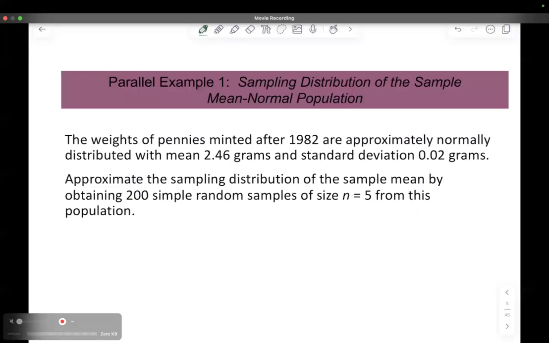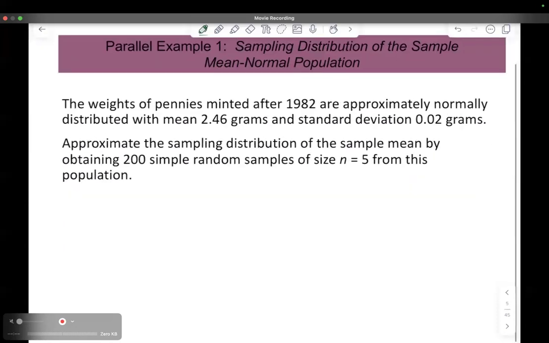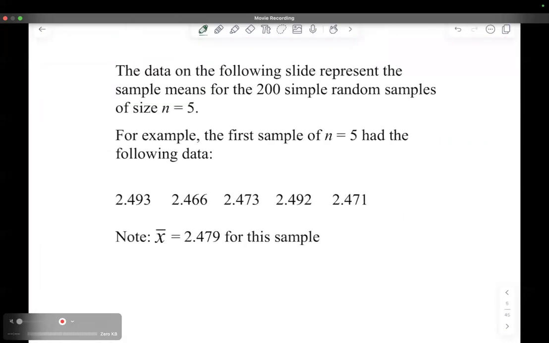So we're going to take 200 samples of size 5, and I'm going to find the average of every one of these samples. So 200 times, I'm going to grab 5 pennies and I'm going to average their weight. And I'm just going to keep doing that. Don't worry, you don't have to put the data into any kind of table or anything. I'm going to show it to you in a minute. So my first sample looks like this. And then I took the mean and I have 2.479 for that mean.